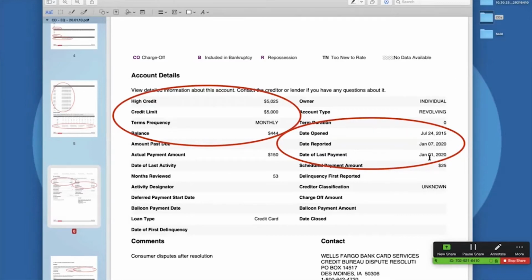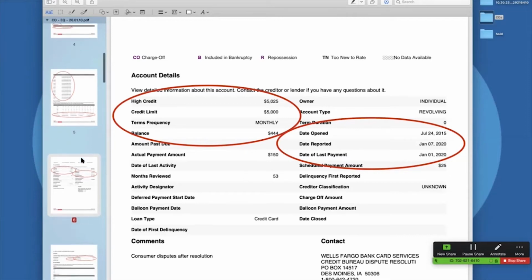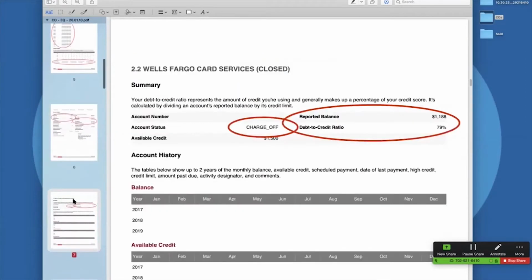And the date of last payment was January 1st. Scheduled monthly payment. And notice there's the scheduled monthly payment here, and then what the actual payment was there. So this is kind of what a positive account looks like. So I pulled in a different report, and let's go to a closed Wells Fargo account.